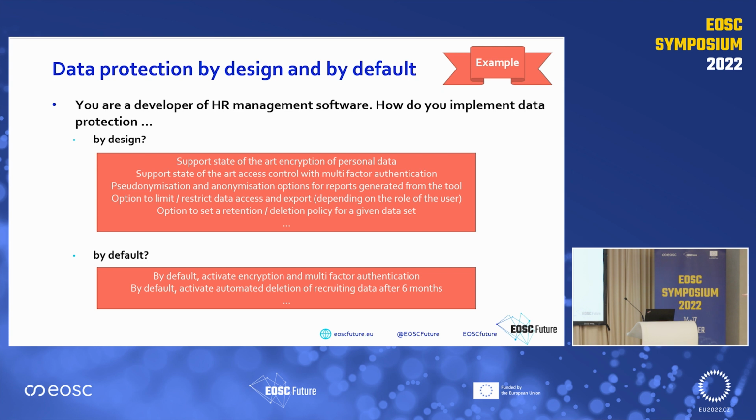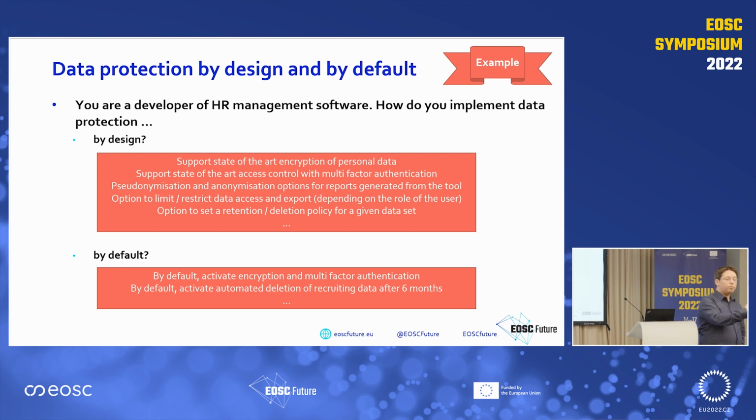And by default means that the most data protection friendly option is the default. That applies to, for example, software. So let's say you have a software and then you have two options. You can activate encryption or you can deactivate encryption. You can activate multi-factor authentication or single-factor authentication. Then the more data protection friendly option should be the default setting. So the default is always that it's activated.